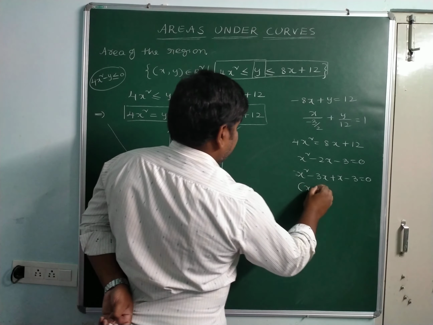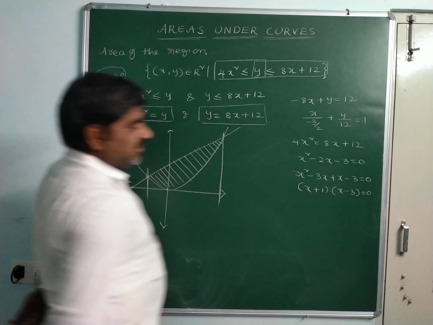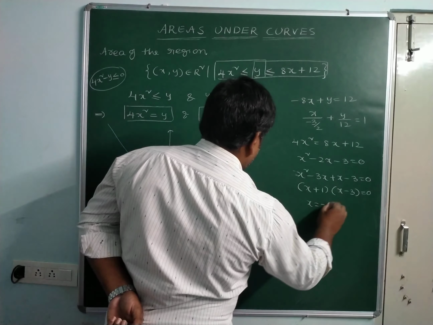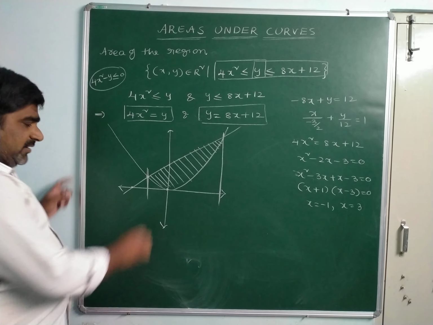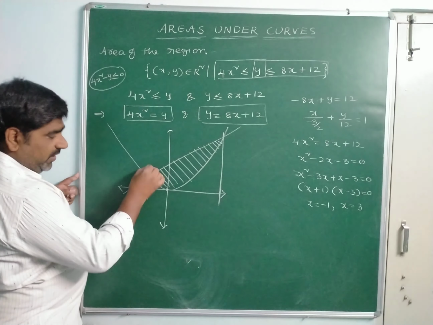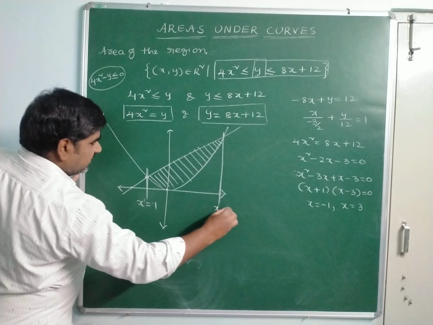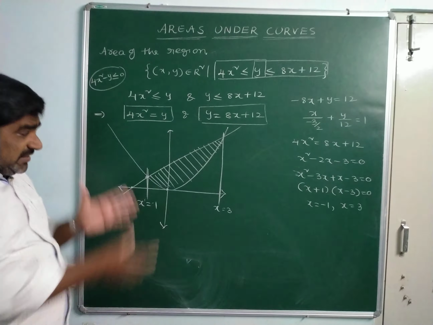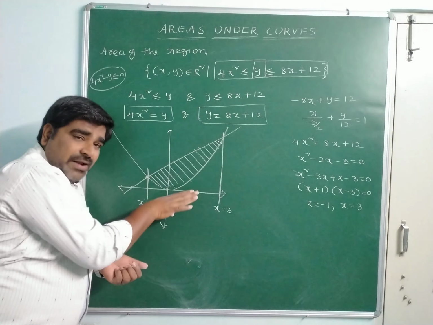So this is (x + 1)(x - 3) = 0. Here the factors give x = -1 and x = 3. See, the line intersects the parabola at this point and this point. Clearly, this is x = -1 and this is x = 3. So that means this region is the area bounded by this line and the parabola.